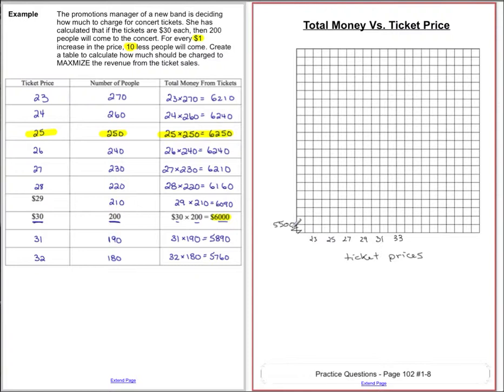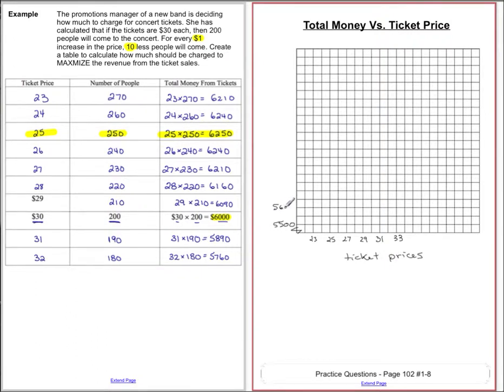Now going up the side, we started at 5,500. I need to go up about $1,000 because this is total money. So to get up to about 1,000, if I make each of these 100, that's going to really squish it in. So I'm going to make each of these 50. So this would be 5,500. I'm going to go every 2 spaces is going to be another 100.